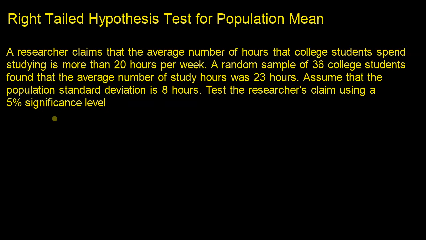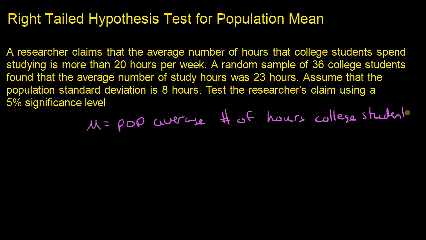So what are we going to be testing? We're testing that the average number of hours that college students spend studying is more than 20 hours per week. So let me define mu to be the population average number of hours college students study. We're trying to test if mu, the population mean, is more than 20 hours. That's the claim.